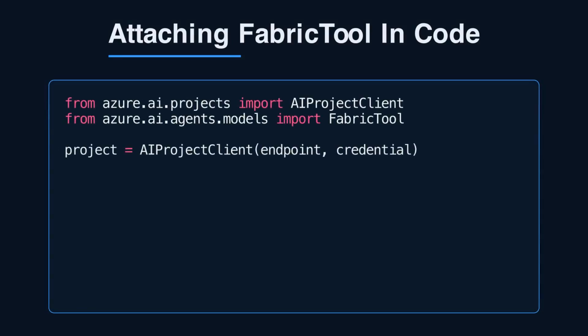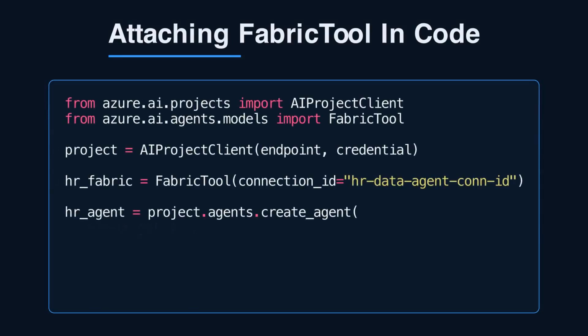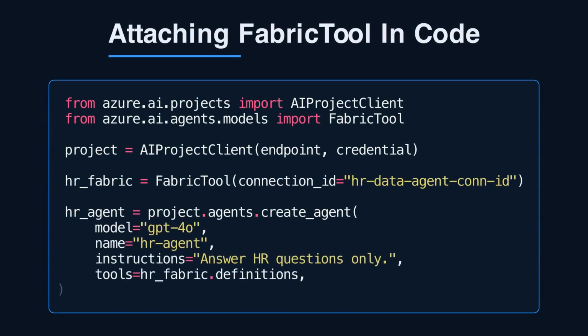The connection itself is a few lines with the Azure AI Projects SDK. You create a FabricTool from your Fabric connection ID. Then attach it when you create the agent. That connection ID points at the governed data agent, and it carries the identity pass-through. Each department agent gets its own connection ID. That single ID is your data boundary. Get it wrong and the wrong domain gets exposed.